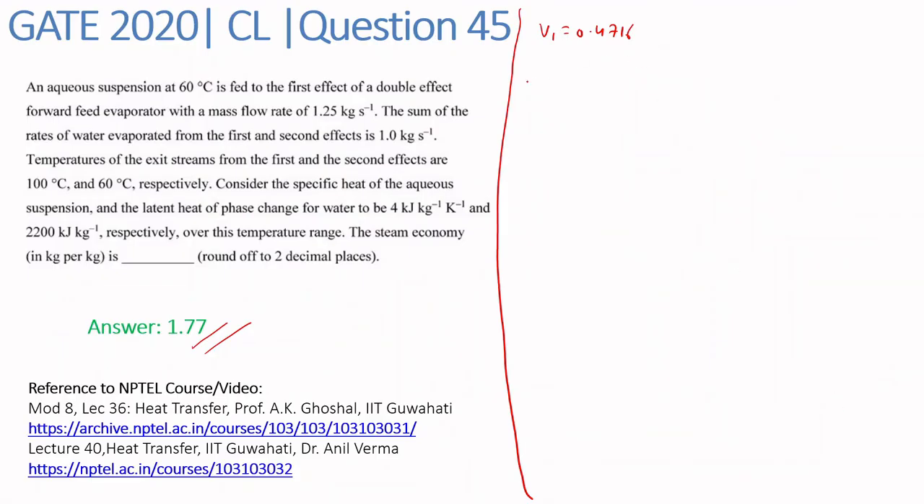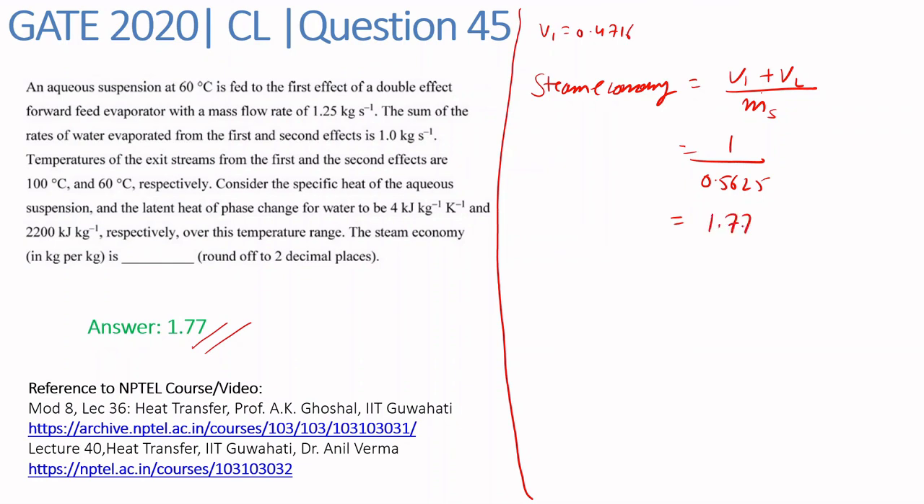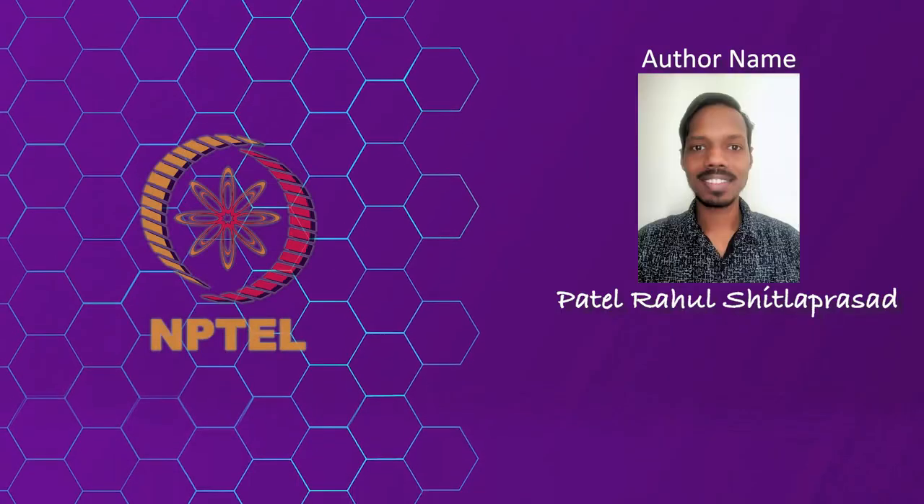And then we can find the steam economy. We can write the steam economy as V1 plus V2 upon m dot s, that is 1 upon 0.5625, and it will become 1.77. So this is my steam economy, and from the answer we can write it up to 2 decimal places. The final answer, that is steam economy in kg per kg, is 1.77.